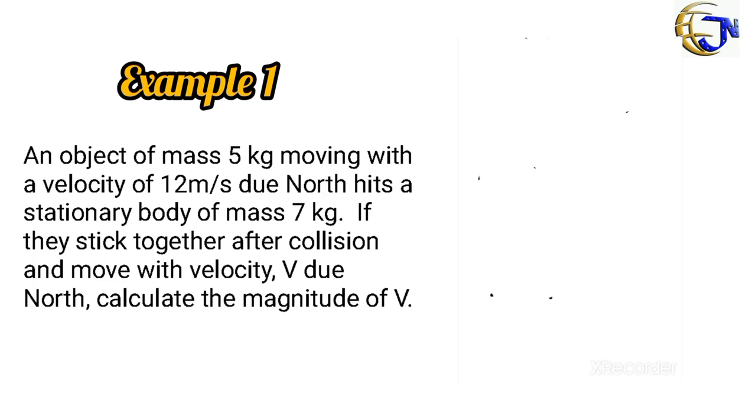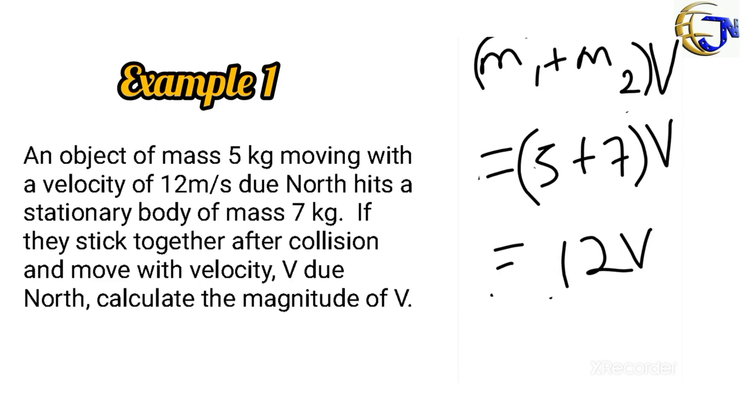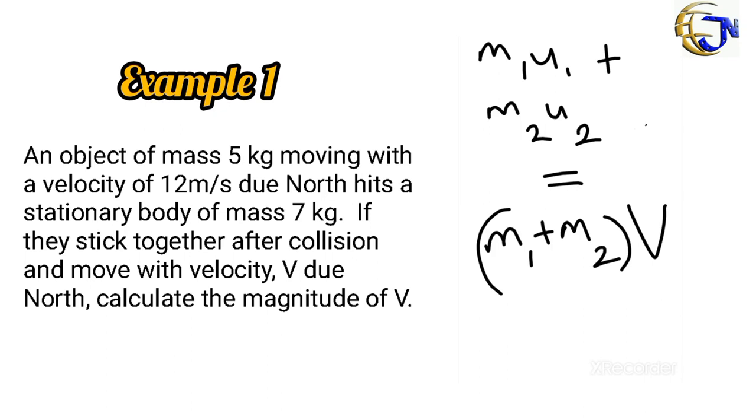Let's get the momentum after collision. After collision, M1 plus M2 are moving with common velocity V, which is 5 plus 7, times V. 5 plus 7 is 12V. So this is the momentum after collision. This is the formula we are going to use to solve the problem: momentum before collision is equal to momentum after collision.